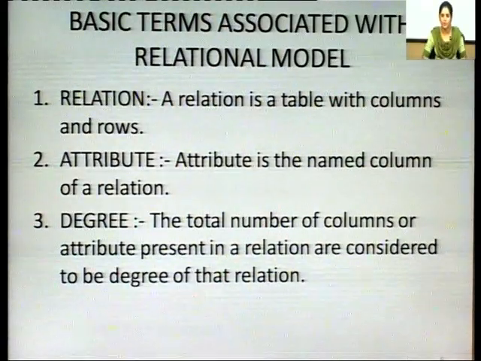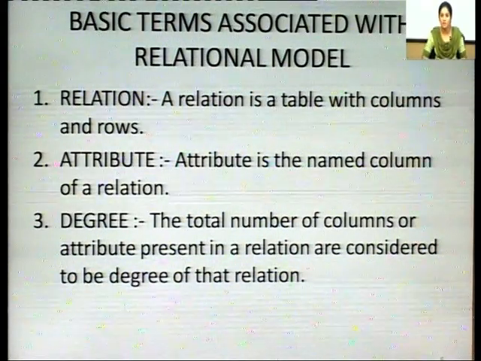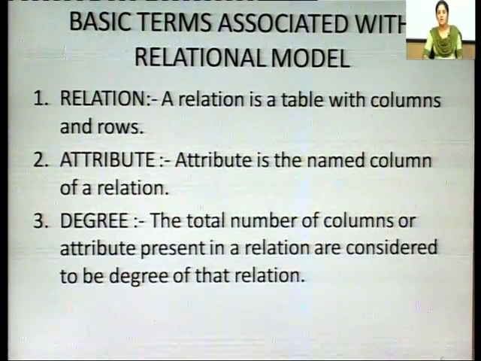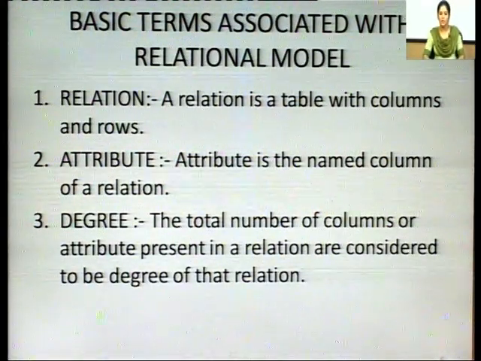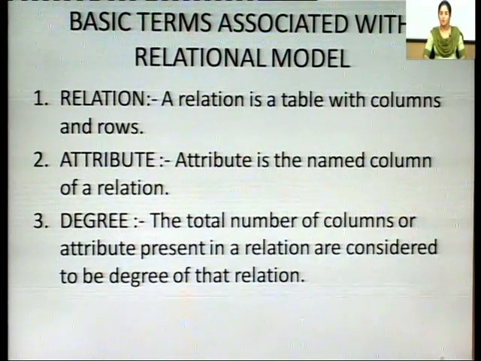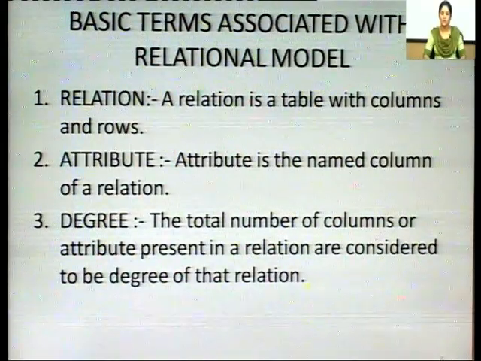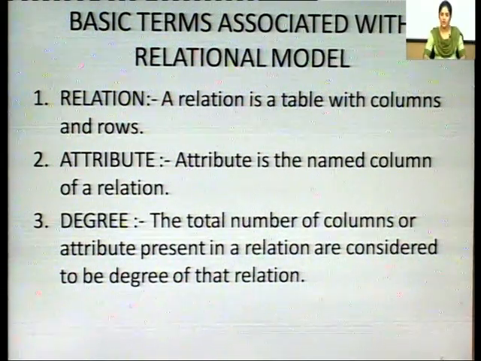Second term is attribute. Attribute is the named column of a relation. For example, if you are storing information about the employees of a company, the employee ID, employee name, employee salary, employee address, all these will be attributes of that particular relation.